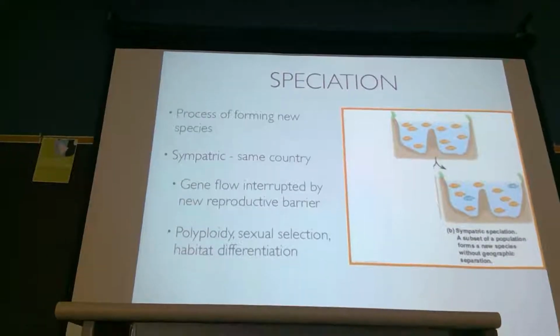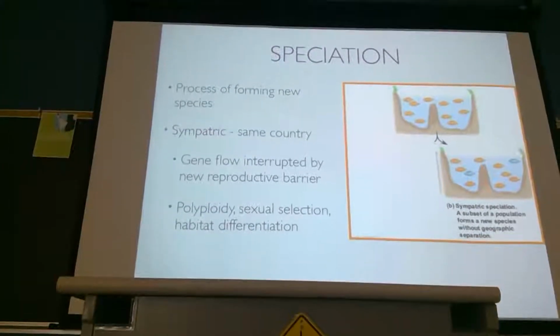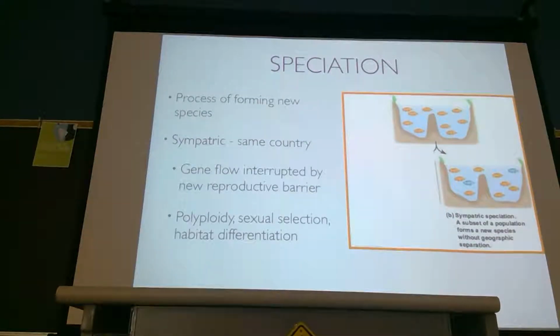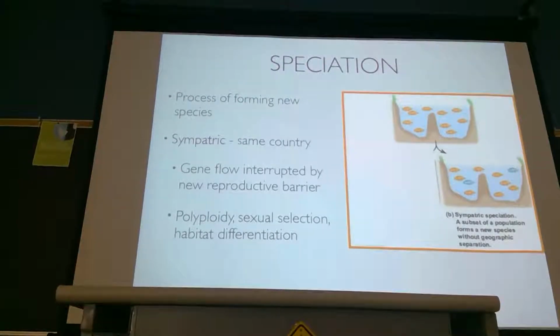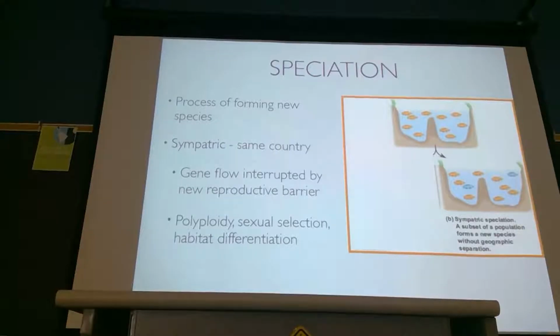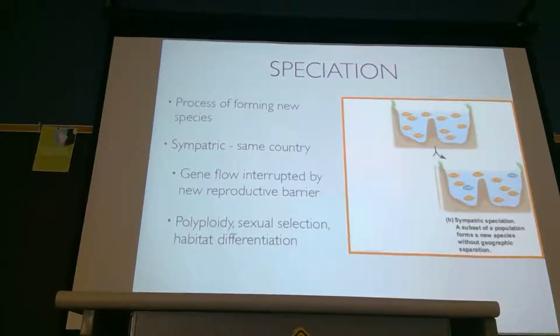And we see that in lots of organisms. I think there's a species of skunk, striped skunk and spotted skunk. And they live in the same wetland habitat, but one is active at night and one is active during the day. And so they become two species because they don't actually interact with each other physically.